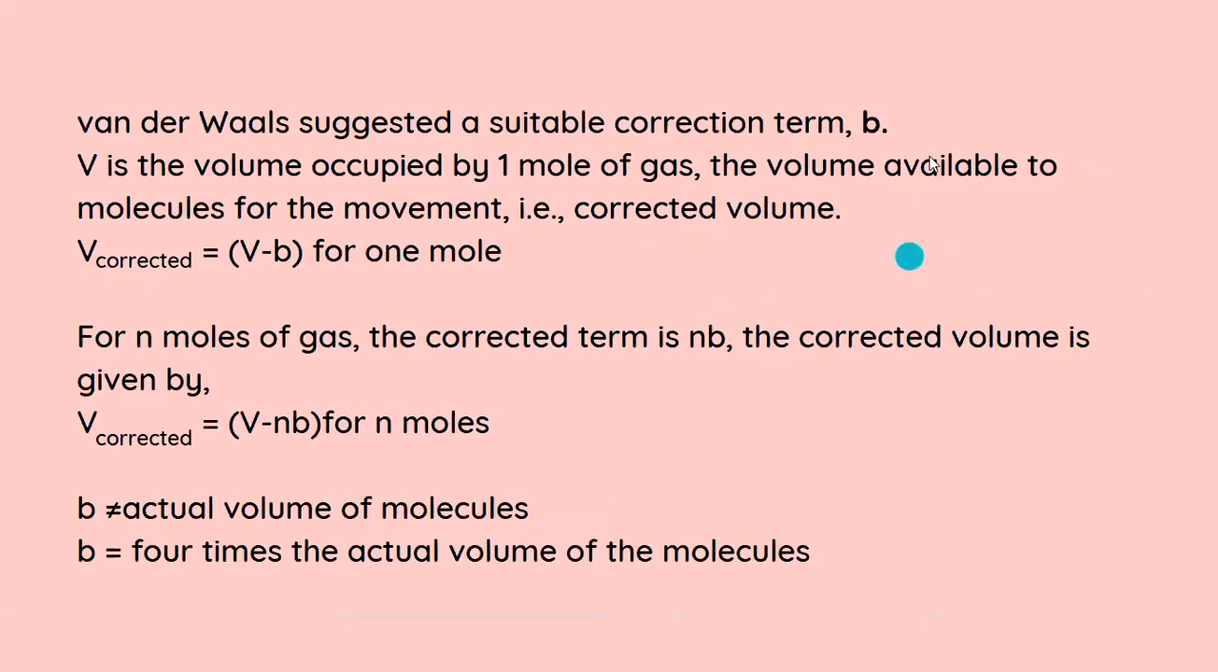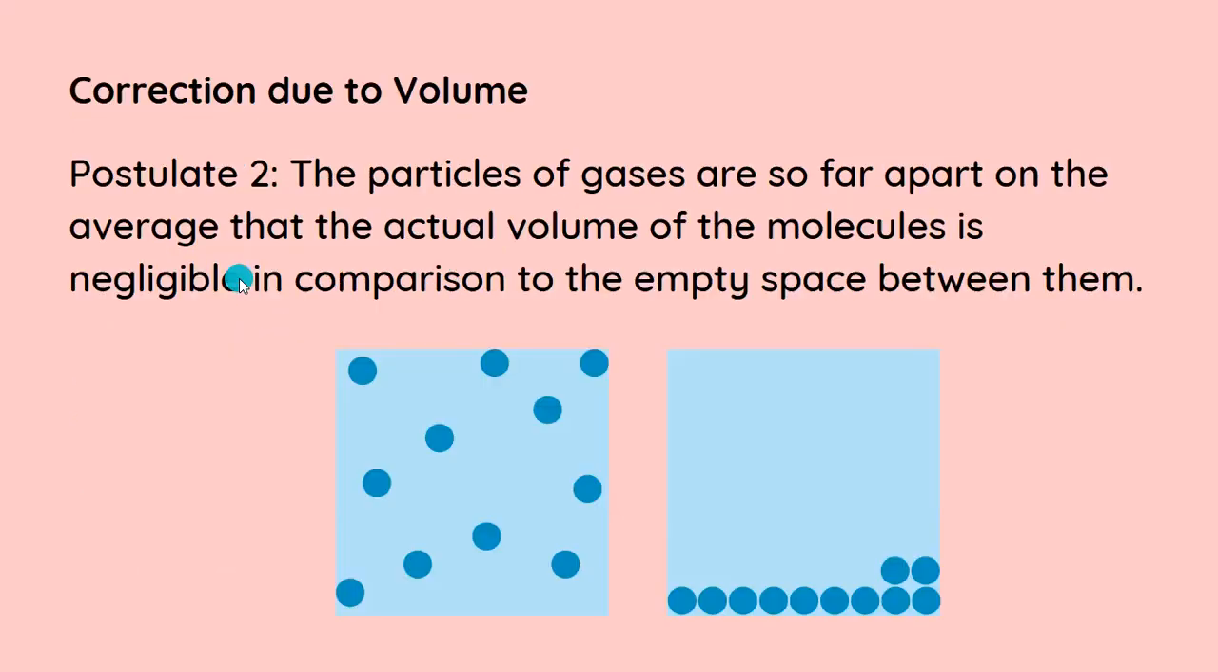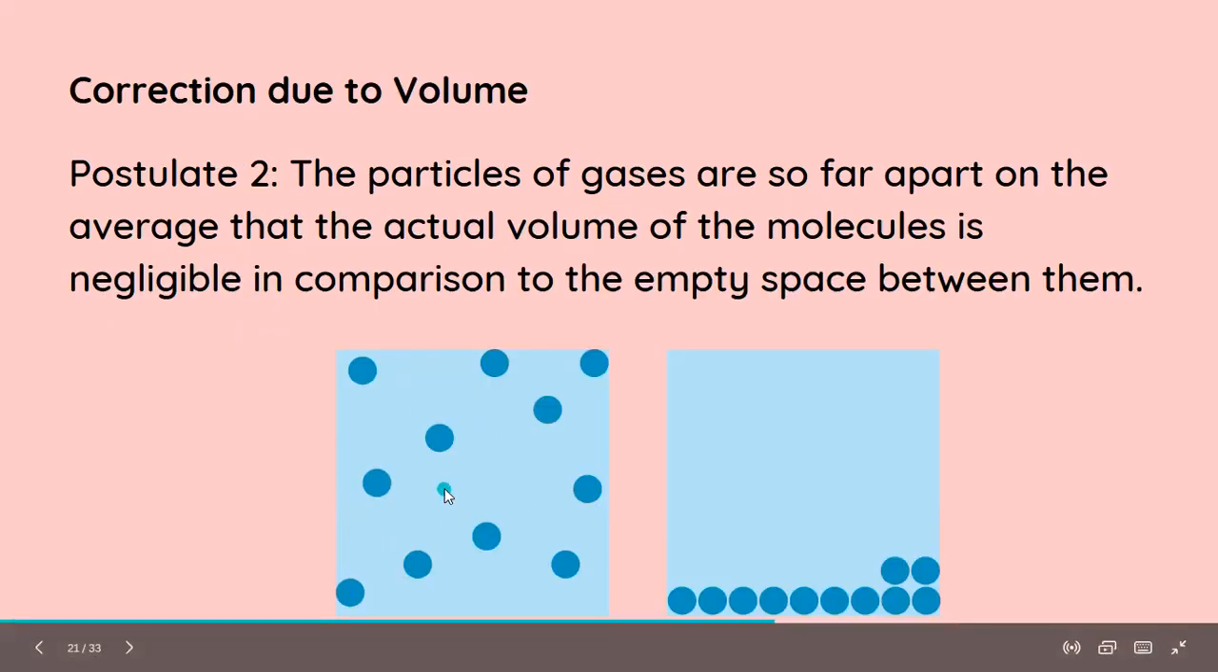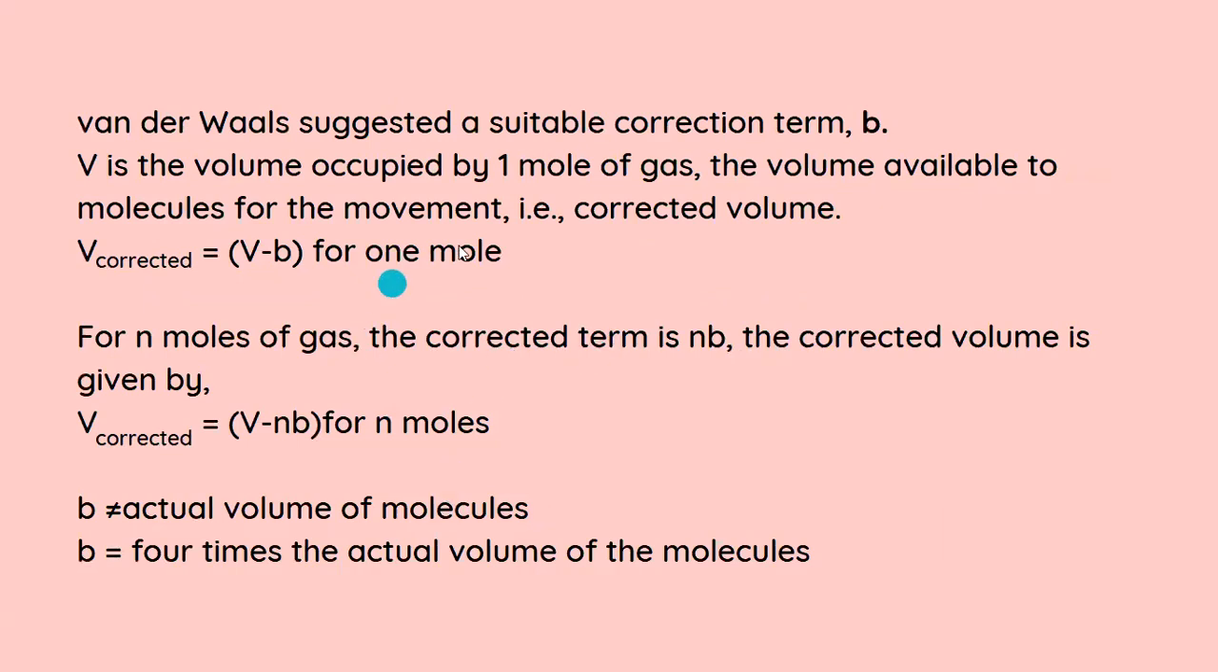And so van der Waals suggested a term b. Now, V is considered to be the volume occupied by 1 mole of the gas. The volume that is available for the molecules for movement is the corrected volume. So V corrected is V minus b for 1 mole. Basically, we're assuming that for 1 mole of a gas, a certain amount of space is available, and that's the volume of the gas. So the corrected volume is going to be less than the volume which is expected. So V corrected is going to be V minus b for 1 mole.